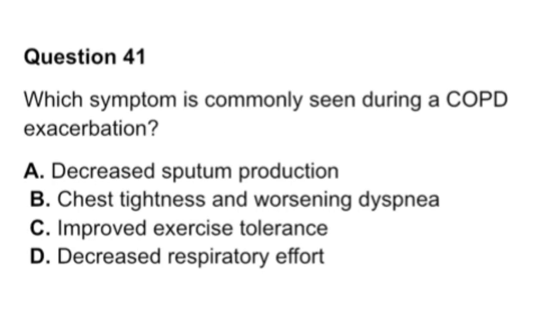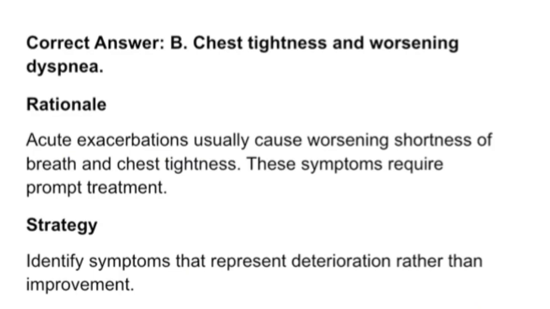Question 41. Which symptom is commonly seen during a COPD exacerbation? A. Decreased sputum production. B. Chest tightness and worsening dyspnea. C. Improved exercise tolerance. D. Decreased respiratory effort. Correct answer, B. Chest tightness and worsening dyspnea.